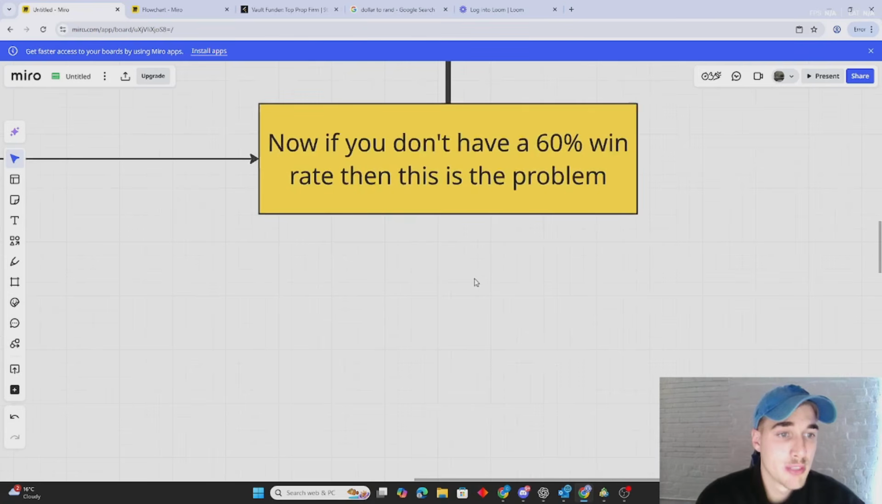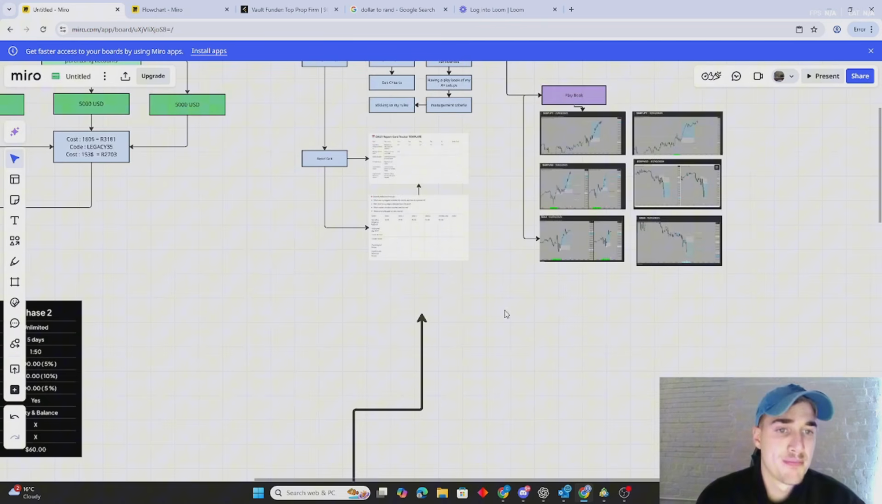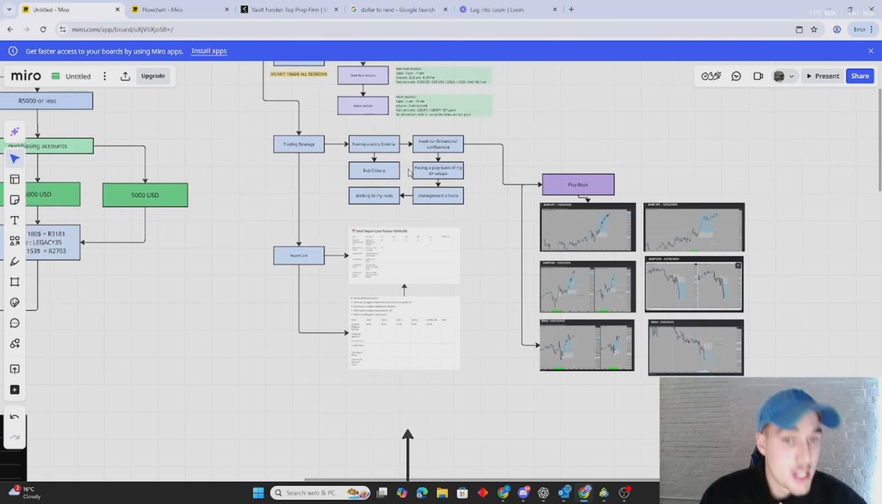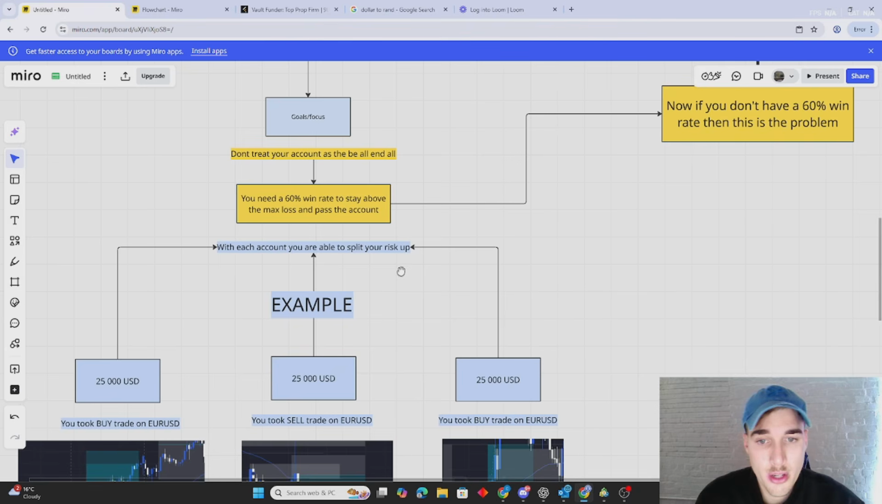So it's important to have a good risk management protocol. Here we go. If you do not have a 60% win rate, then this is the problem: your trading strategy, your playbook, your trading rules. Are you applying your rules correctly? Are you applying your strategy correctly? Are you staying consistent to your rules? If this is not in play, you are not going to have this 60% win rate. And that's so, so important.